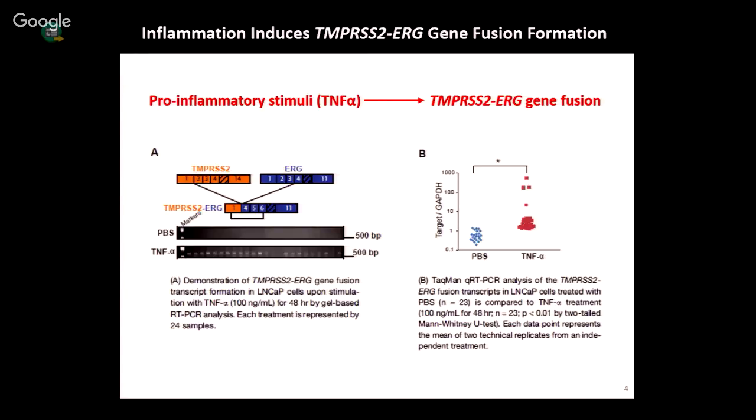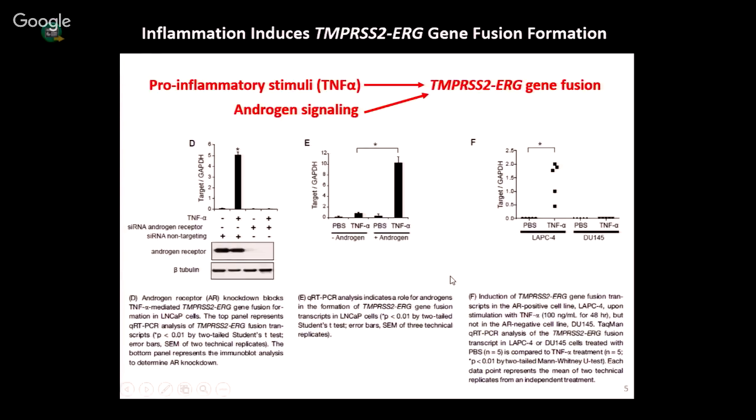First, they stimulated TMPRSS2-ERG gene fusion negative LNCaP prostate cancer cells with TNF-alpha for 48 hours. They observed robust formation of the TMPRSS2-ERG gene fusion transcript by TNF-alpha stimulation using TaqMan-based qRT-PCR and gel-based RT-PCR. They also did a sequence analysis of the TNF-alpha-induced fusion transcripts. It revealed joining of the first exon of TMPRSS2 with exon 4 of ERG, which is the most common TMPRSS2-ERG isoform in prostate cancers.